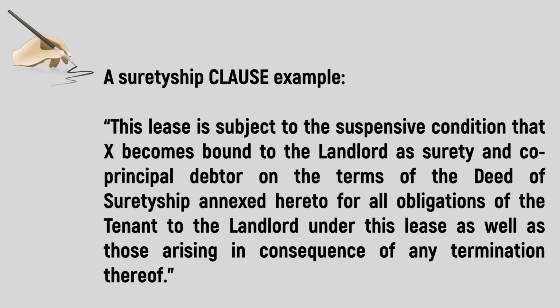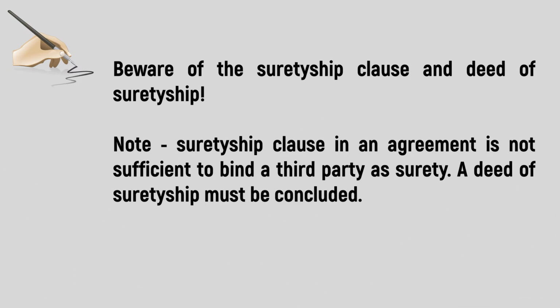This lease is subject to the suspensive condition that X becomes bound to the landlord as surety and co-principal debtor on the terms of the deed of suretyship annexed hereto for all obligations of the tenant to the landlord under this lease, as well as those arising in consequence of any termination thereof. Be aware of the suretyship clause. Well, not so much the clause, but more the actual deed of suretyship annexed to the agreement, if any. A suretyship clause in an agreement is not sufficient to bind a third party as surety. A deed of surety must be concluded.